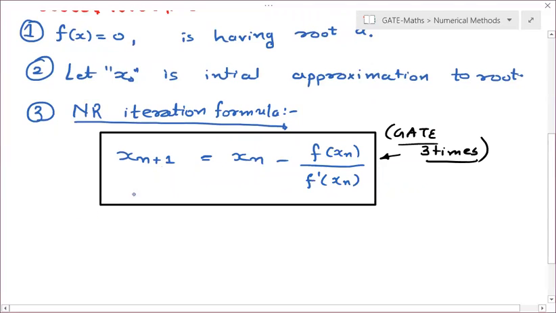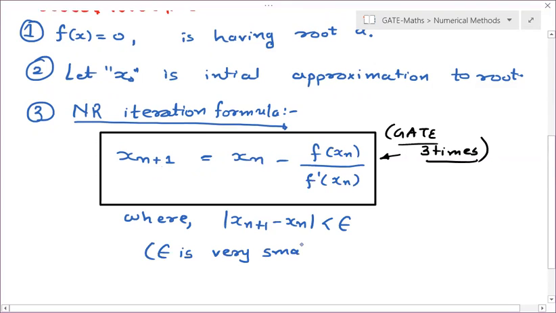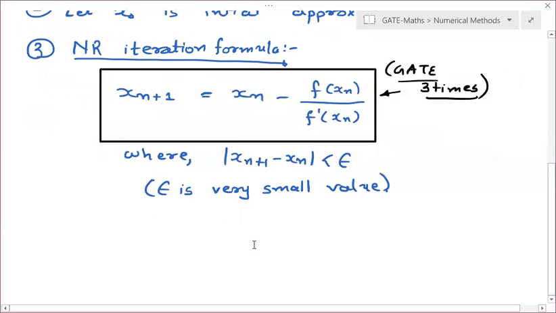It all depends on the question, but the main thing is mod of xn plus 1 minus xn should be less than epsilon. When the difference between two successive values, suppose x5 and x6, is very small. Epsilon is a very small value. So that difference, either positive or negative, should be very less, like 0.001 or something. They will give you in the question. When we see questions, you can understand this more clearly.